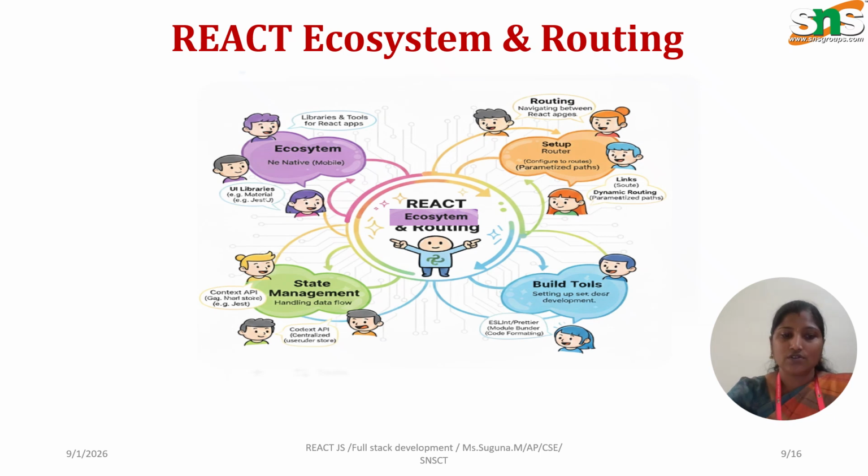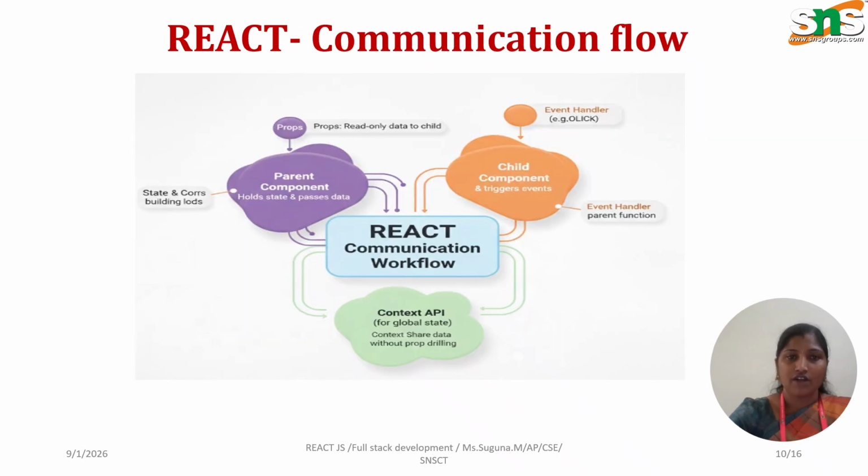So this is the ecosystem of React and routing. React does not work alone. It has a powerful ecosystem. It has Redux or Context for state management, Axios or fetch for API communication, and routing, which allows us to navigate from one page to another without reloading the browser. This is why a React application feels like a mobile application, and it is also faster.